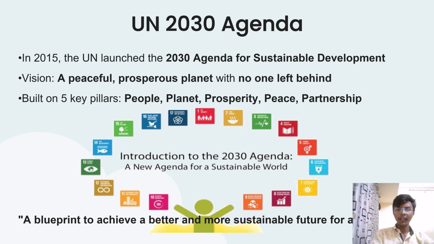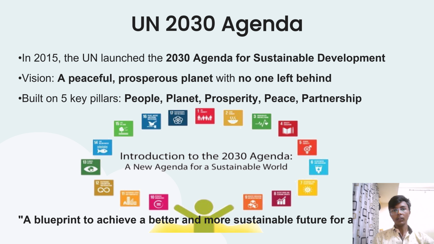proposed. And this is built on five key pillars. Five key pillars, guys. First one is planet, second is people, third is prosperity, fourth is peace, and fifth is partnership. These are the five key pillars of the UN 2030 Agenda. This is the blueprint, the main thing: a blueprint to achieve a better and more sustainable future for our goals.